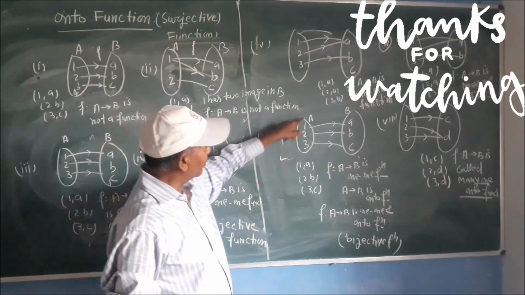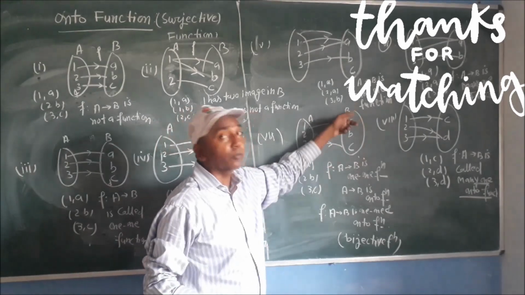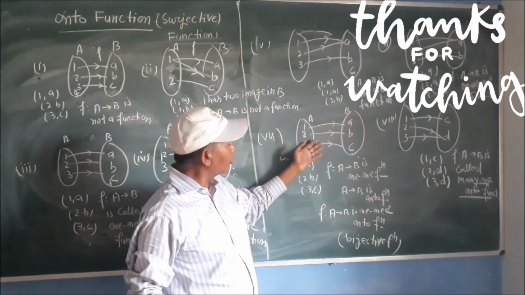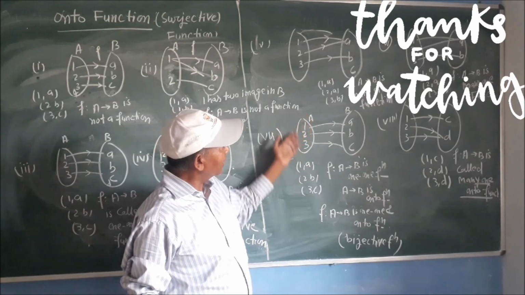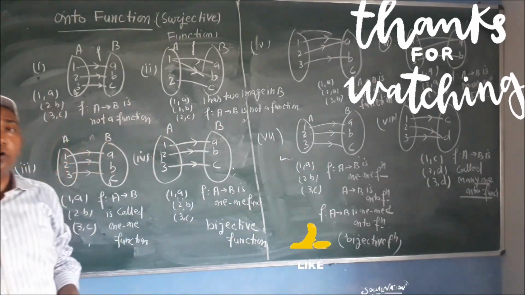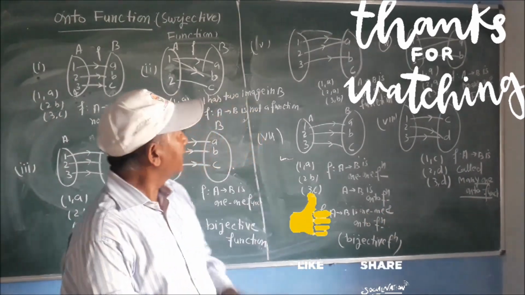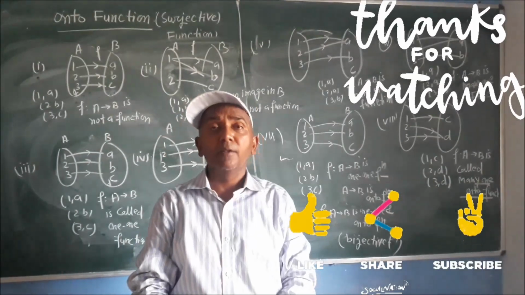So watch here, for a 1-1 and onto function, the number of elements in A is equal to the number of elements in B. For a 1-1 and onto function, the number of elements in A and B should be equal.